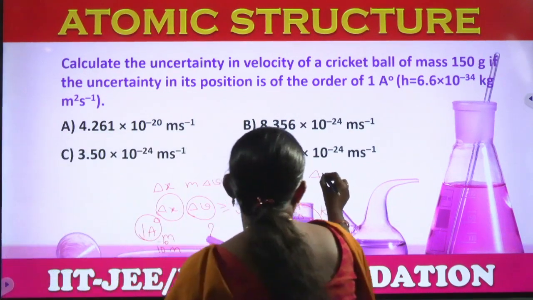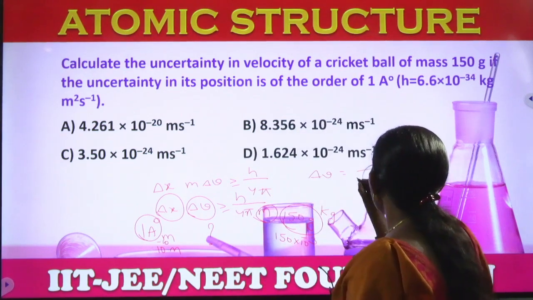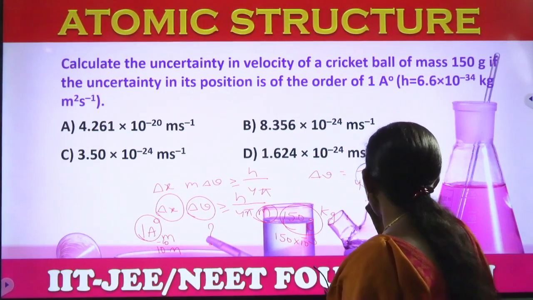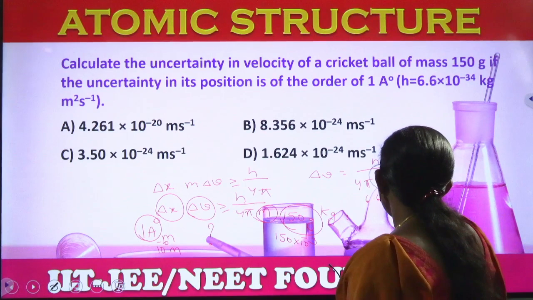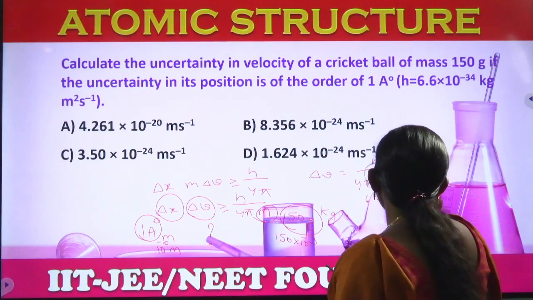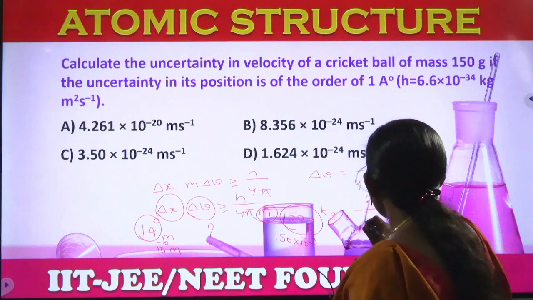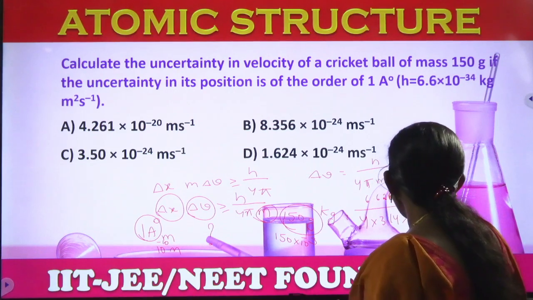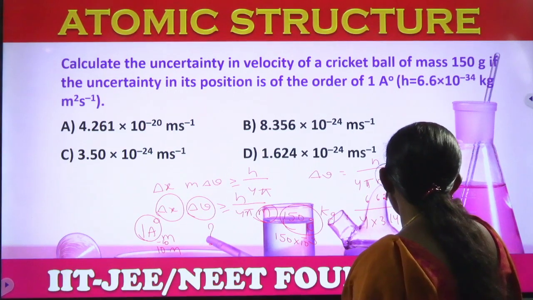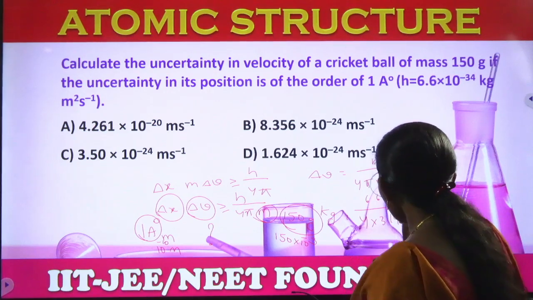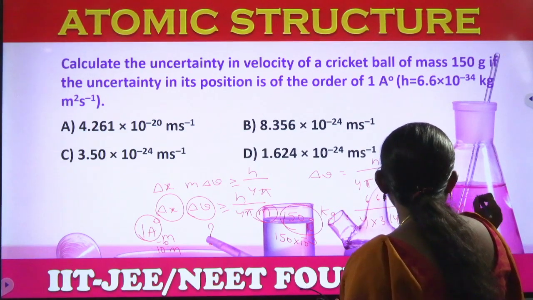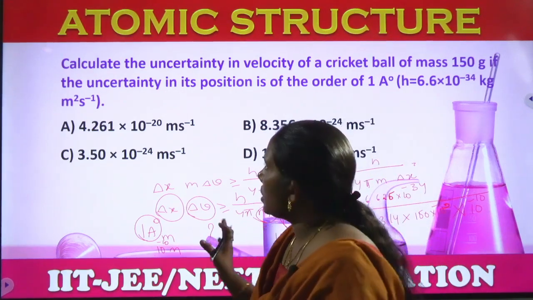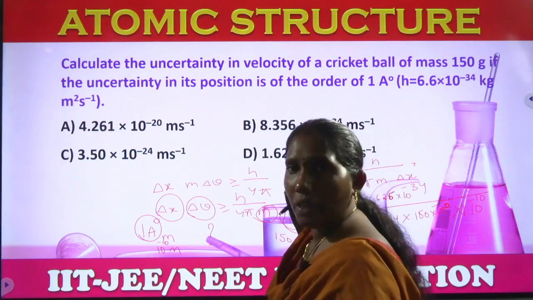I want delta V. Then h by 4 pi m into delta x. We have all the values. The h value 6.625 into 10 to the power of minus 34 is given, divided by 4 into pi value 3.14 into m value 150 into 10 to the power of minus 3 into delta x value 10 to the power of minus 10 meters. So do this calculation and find out the value, right? So this is the way of doing the application part, right?